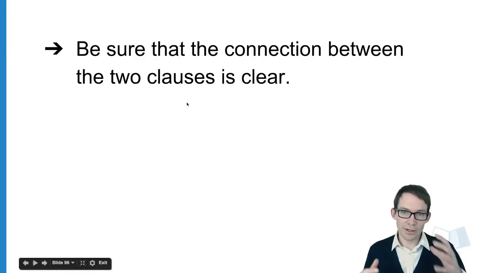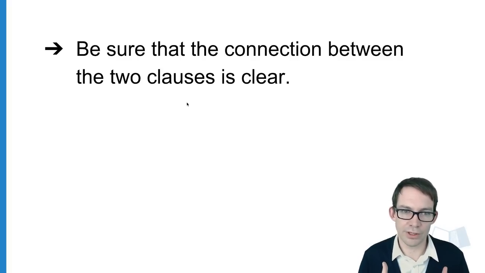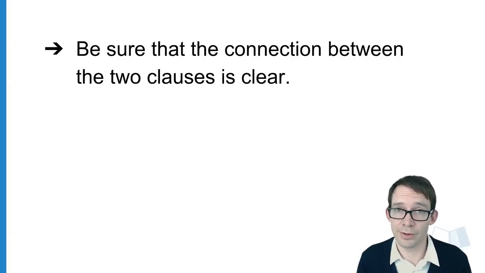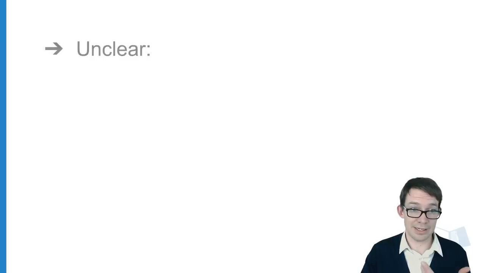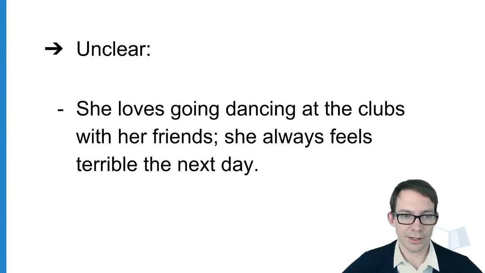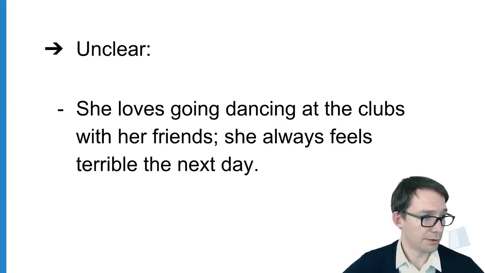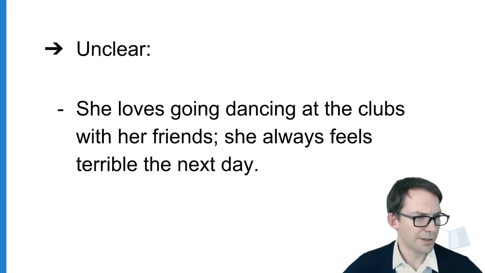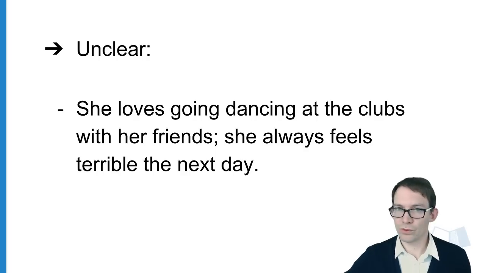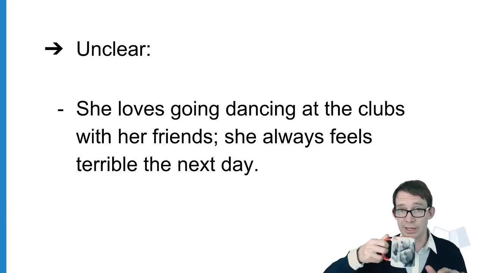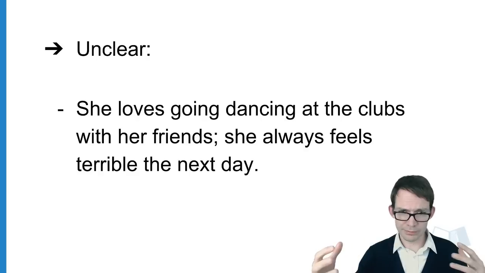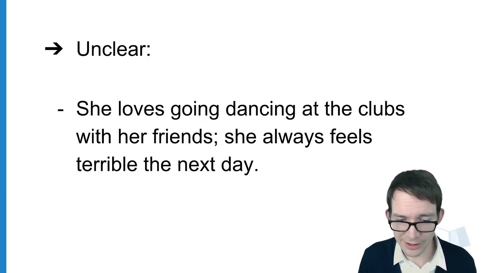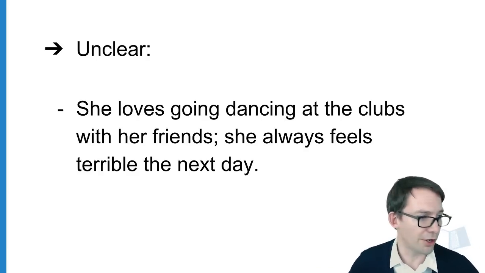So if you're just using the semicolon, it's really important that the connection is clear between the two ideas, because it can be kind of confusing sometimes if the connection isn't clear. Like this example: she loves going dancing at the clubs with her friends; she always feels terrible the next day. It's a little unclear as to why she would love dancing so much if she feels terrible the next day. I mean, this is clearly a contrast, right? Showing a positive side of things and a negative side of things, a contrast.